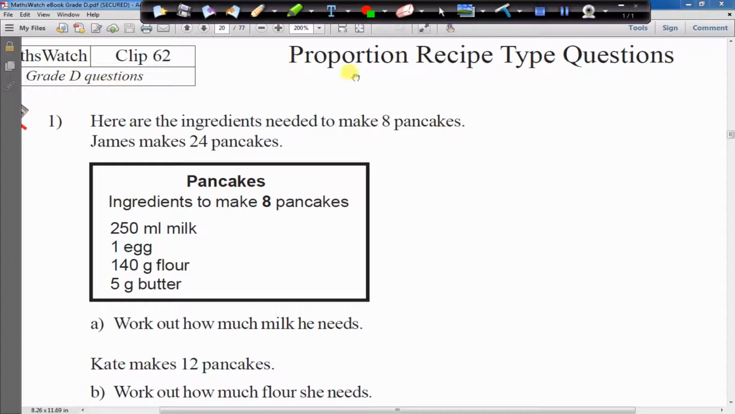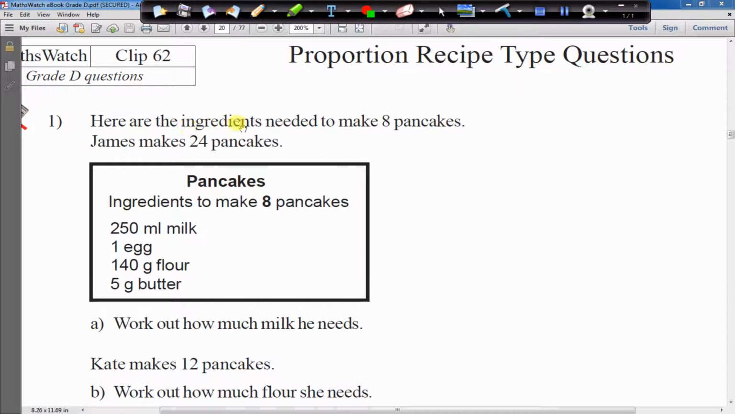My students here, grade D question, proportion recipe type question. This is a very popular GCSE examination question. If you turn over the worksheet that you got with you here, you will find an examination question behind it over here as well. So it's based on that style of question. So let's have a go at this question now.